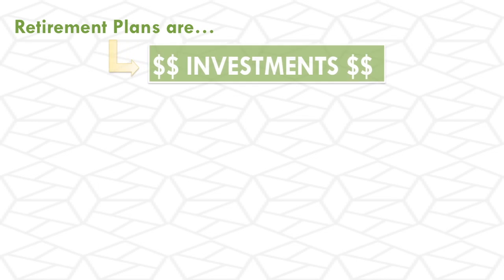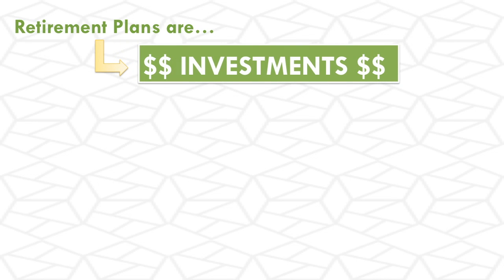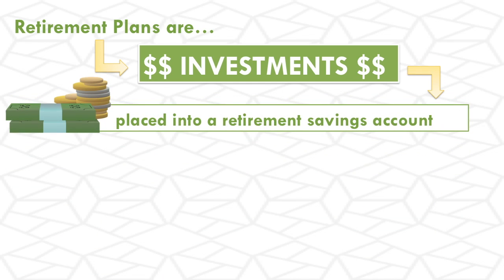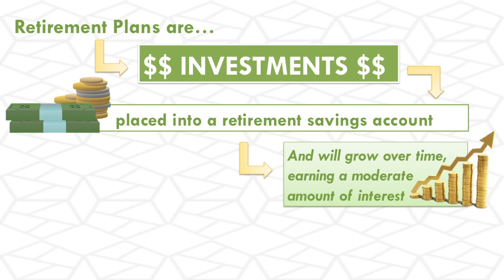Next, let's talk about the logic behind how retirement plans actually work. Now, you may already have a pretty good idea of this at this point, just from what we've talked about thus far, but I want to go ahead and lay it out just so we understand how everything works. Essentially, retirement plans are investments. So we put them into investment accounts, stocks, mutual funds, etc. The money's placed into a retirement savings account, and it will grow over time, earning a moderate amount of interest.